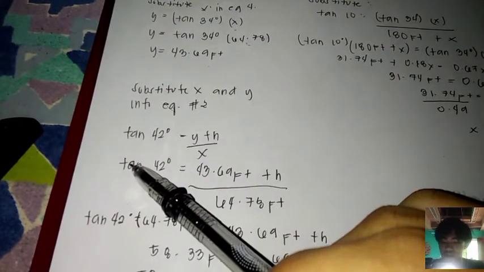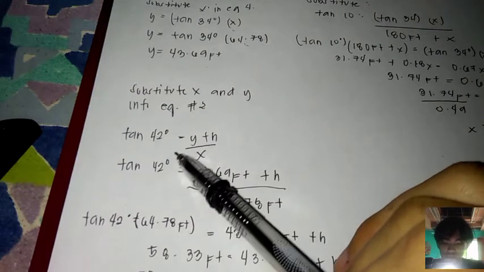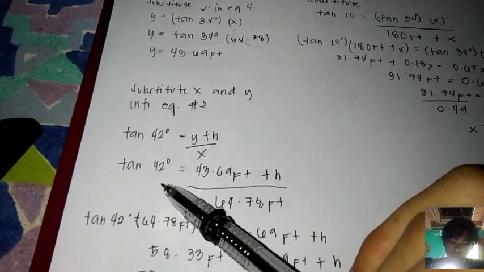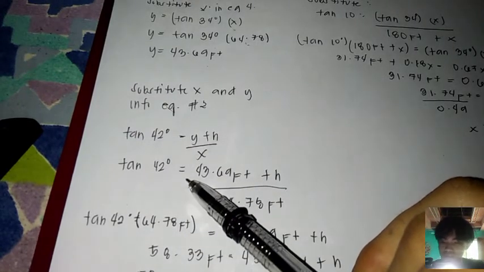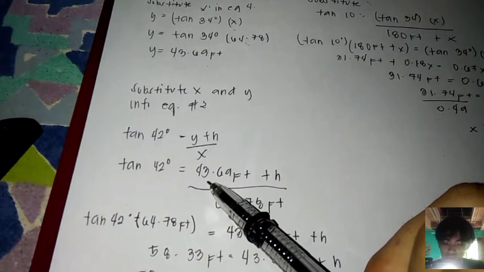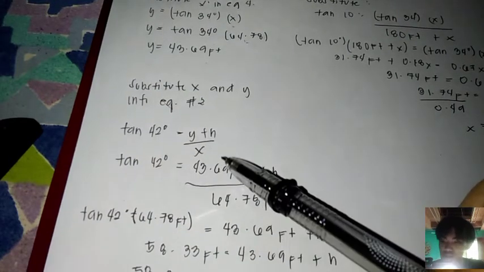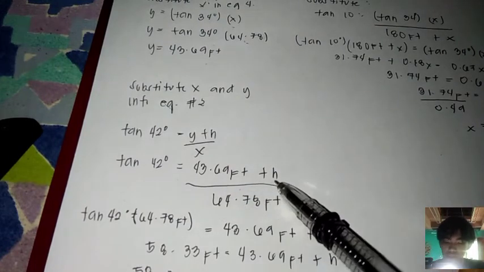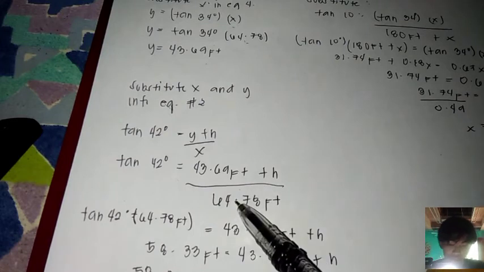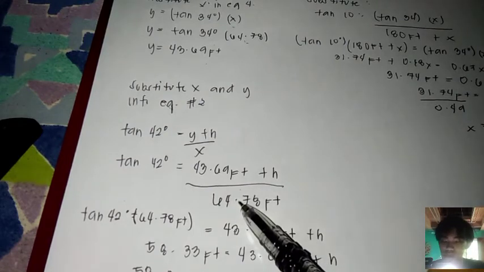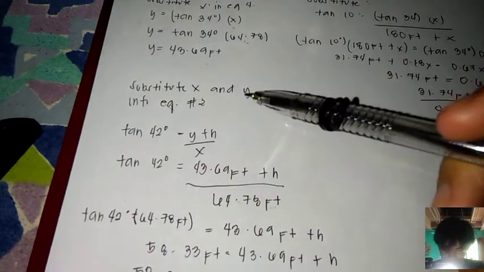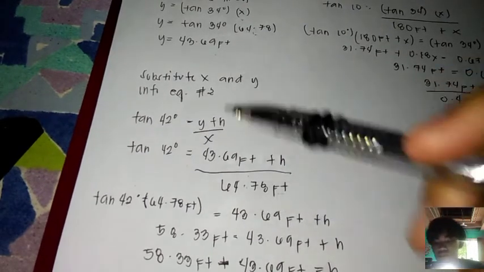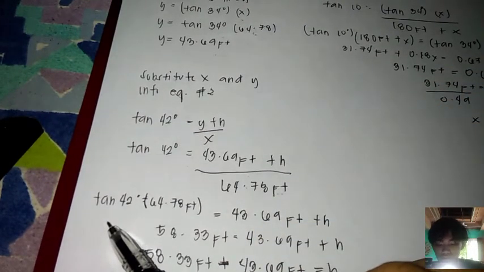After that, let's substitute the x and y into equation number 2. So our tan 42 degrees equals y plus height over x. Let's substitute the y, which is 43.69 feet, and let's just copy the height, and over the x, which is 64.78 feet. After that, let's transpose the 64.78 feet to tan.